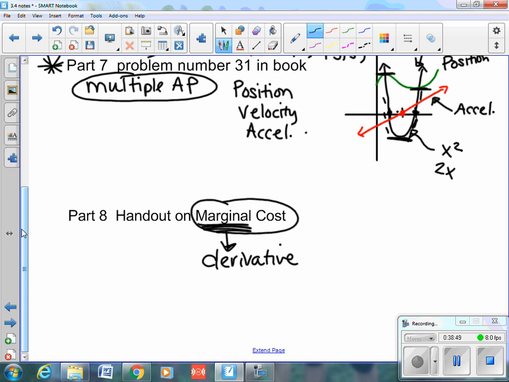This is more of a business name. I mean, if I see the word speed, or the word velocity, I'm going to know right away that's derivative. But now if we're talking business names, if you see the word marginal, it's derivative.